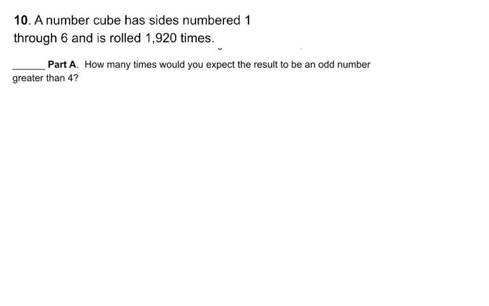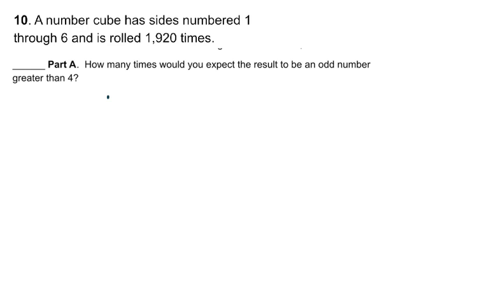All right. Number 10. A number cube has sides numbered 1 through 6 and is rolled 1,920 times. Part A says how many times would you expect the result to be an odd number greater than 4? Now this is a predictions problem, meaning we've got to find the probability of the event first and then multiply it by the number of times we're going to roll the die. So it's wanting to know how many times we expect it to be an odd number greater than 4.